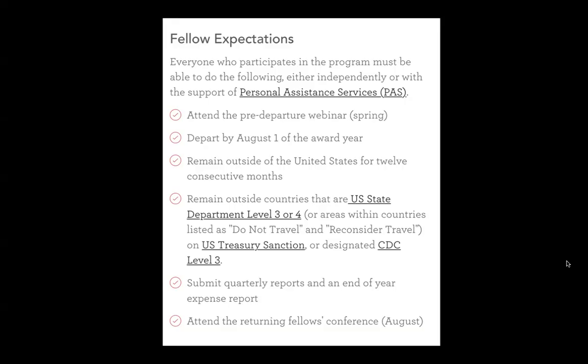And you could be traveling to a country that was level 1 or 2 when you were drafting your proposal, and then out of the blue, as you're already there, it gets escalated to 3 or 4, and you've got to get out of it. Okay, so you need to be also flexible. You will have to submit quarterly reports, and in August there's a conference for the returning fellows. So, and you become part of a club. It's an amazing thing. So let me stop the share so I can now see you better, and I can also check that I've told you some more things.